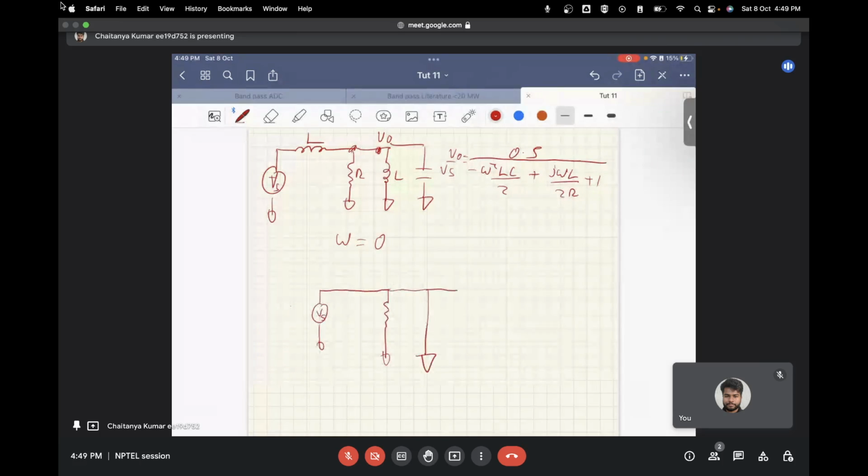Then there is a short circuit due to the inductor, and then there is an open circuit. Now, if you look over here, what you finally observe is you have a zero voltage over here and zero voltage here, and this ground is directly connected to the voltage source. This violates your KVL, that is Kirchhoff's voltage law.